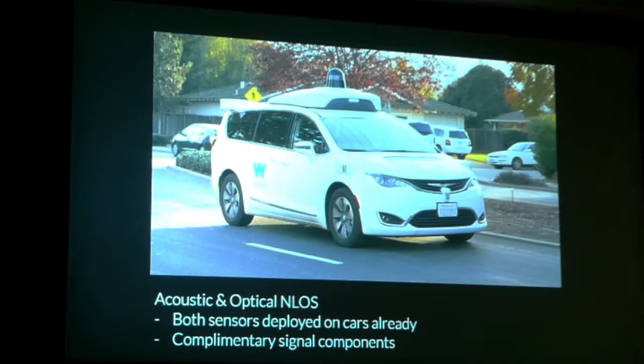And going forward, it might even make sense to think about ways to combine these two modalities. So, of course, you have LIDAR already on self-driving cars. Many cars, including self-driving cars, have ultrasonic transducers, like on your bumper, and even maybe a small array of a few elements of these transducers.